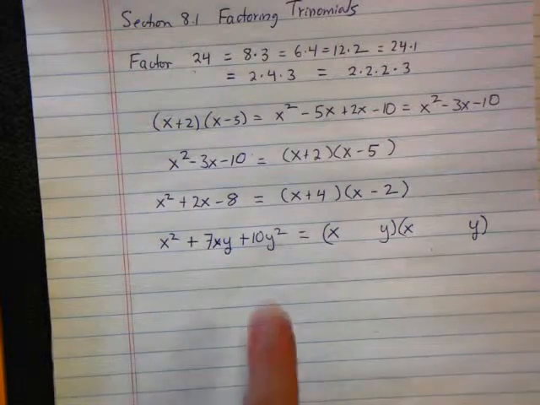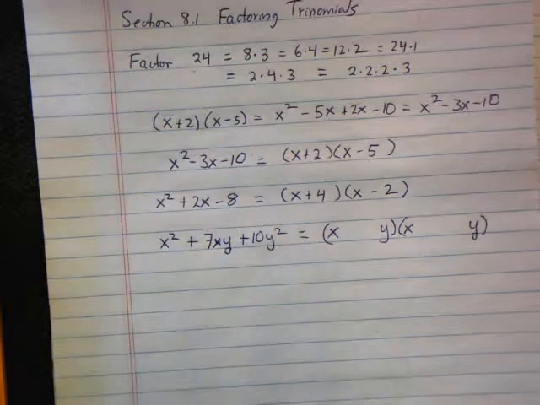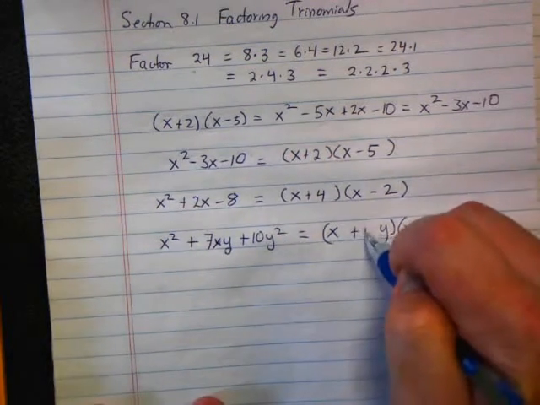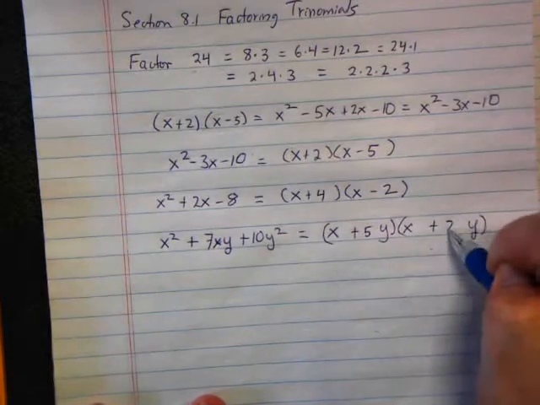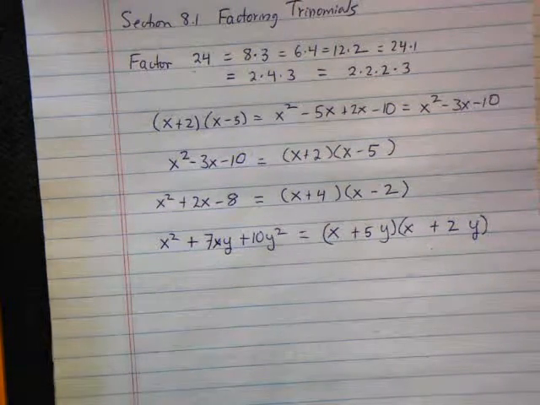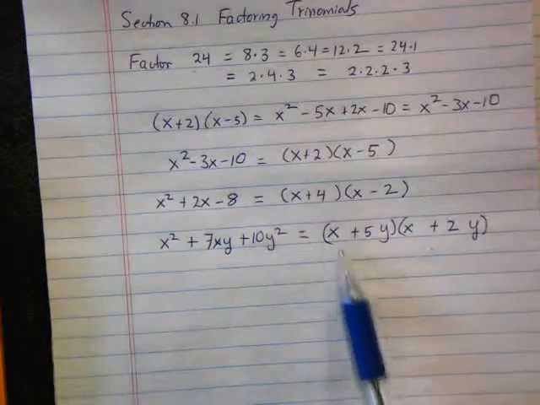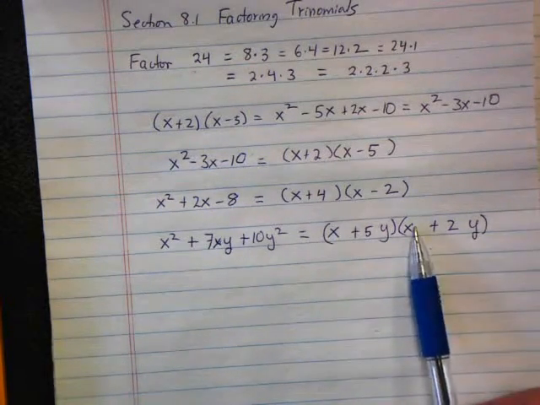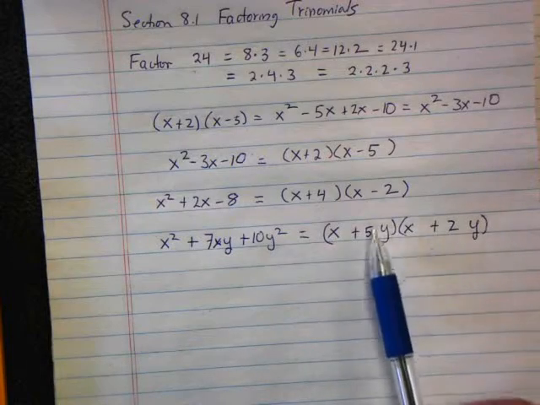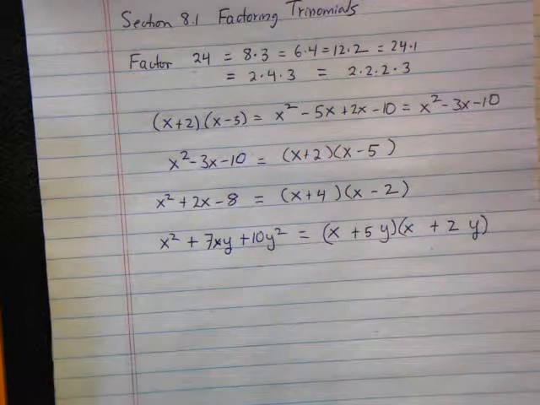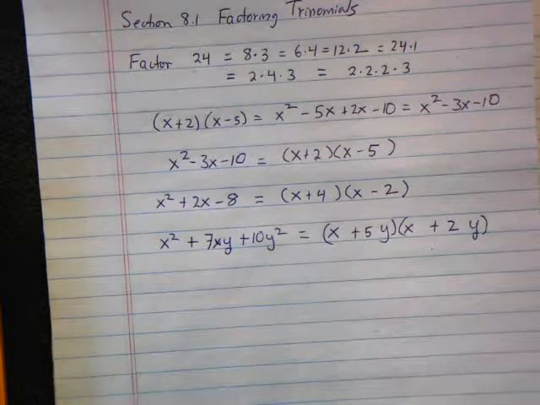I need two numbers that multiply to give me 10 and add to give me 7. 5 and 2. So plus 5 plus 2. And again, you can do a quick FOIL. You've got x squared. Outside, you've got a 2xy. Inside, a 5xy. That does give you the 7. On the end, 5 and 2 gives the 10y squared. Questions on that one?